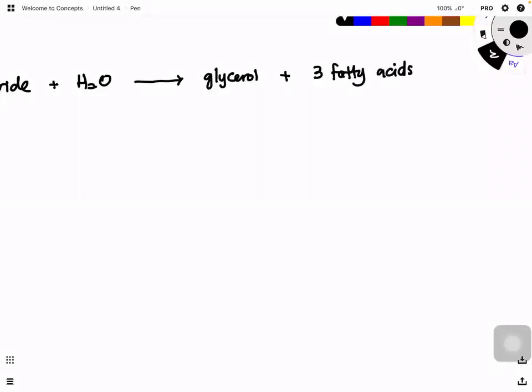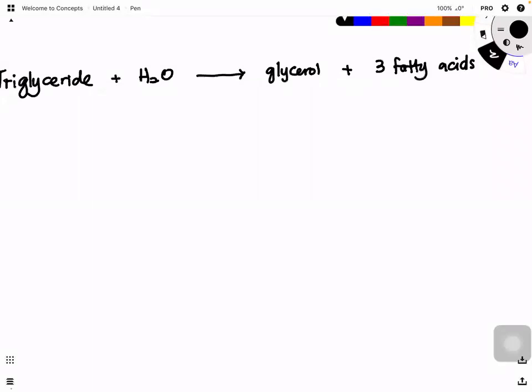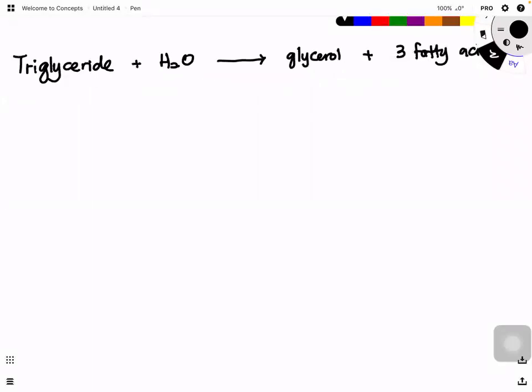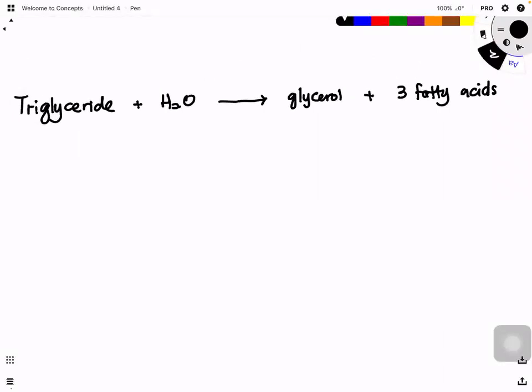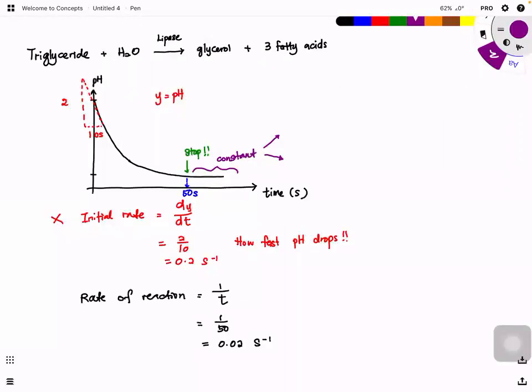Okay. So now, if I measure the change in pH, what do you expect to see? Right? So we expect that the pH will drop because of the fatty acid. The fatty acid actually releases a proton. Therefore, you can see that the pH drops.